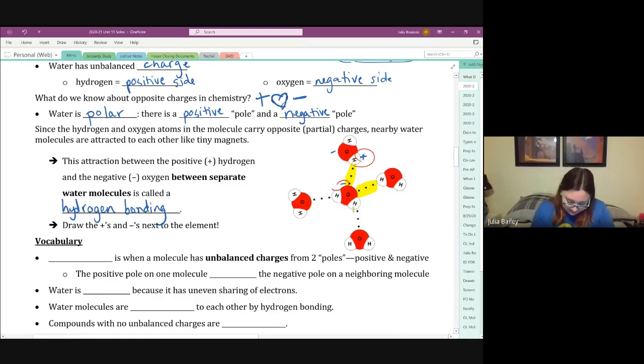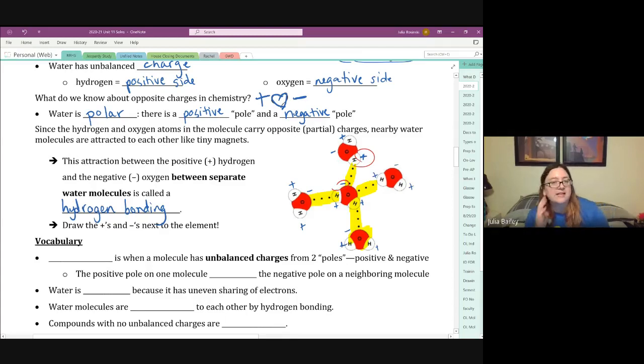So like this hydrogen right here will be attracted to this oxygen and they will have a hydrogen bond. And the same over on this side, where they're just positives and negatives doing what they do in nature, just attracting each other. So we can draw the positives and negatives next to each of these elements, where all these hydrogens are positive and all these oxygens are negative. And those negatives from one molecule and positives from another molecule are going to just attract like magnets.